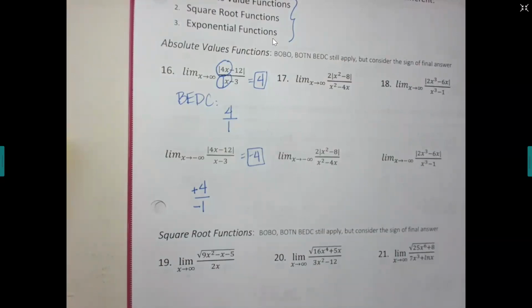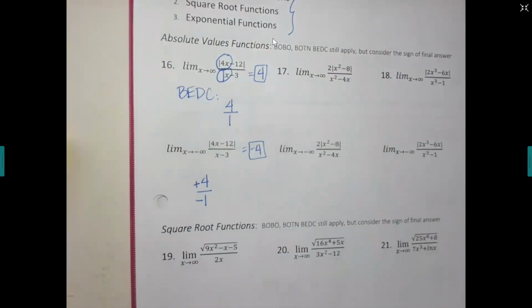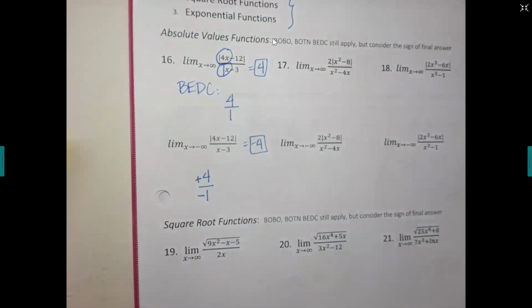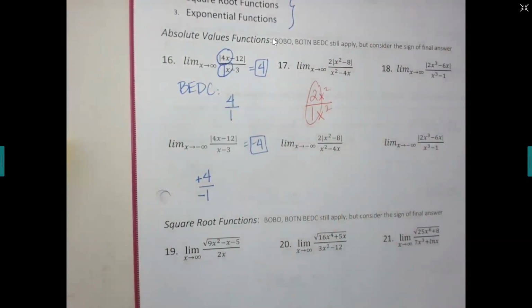Is it a Bobo, a Bottom, or a Betsy? For 17, it is a Betsy. I have a 2x squared over a 1x squared. I divide those numbers in the front. 2 divided by 1 gives me what?